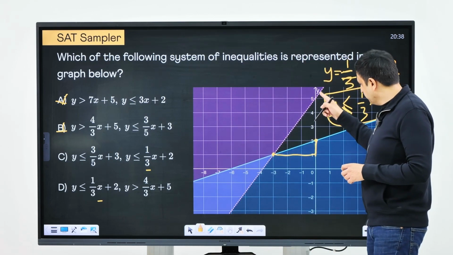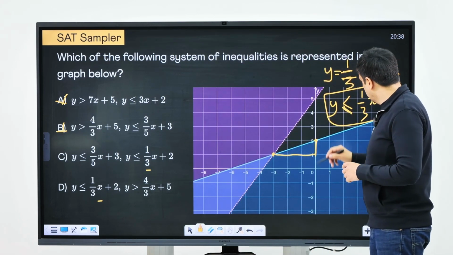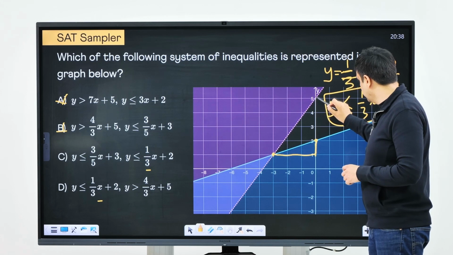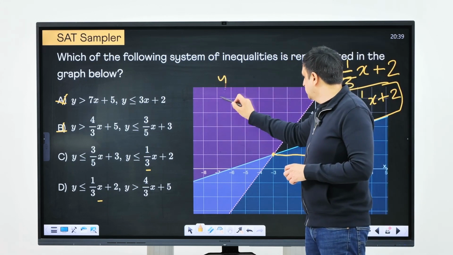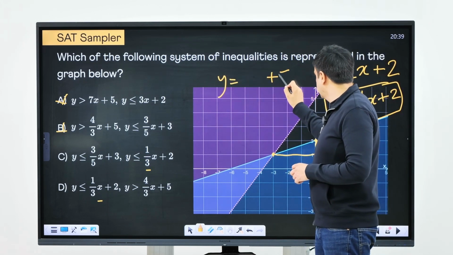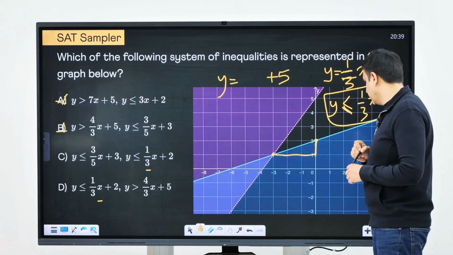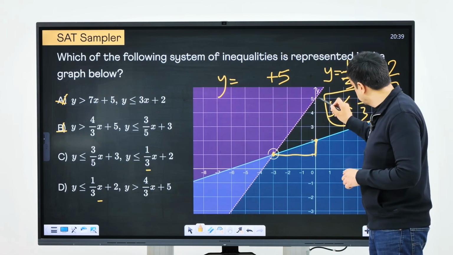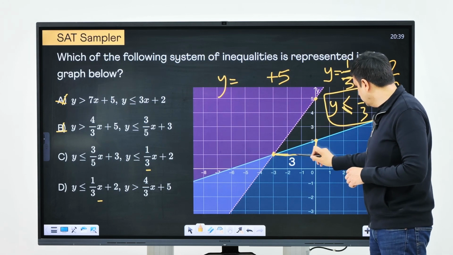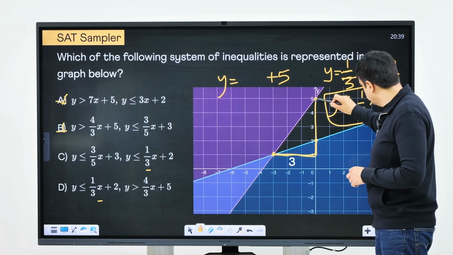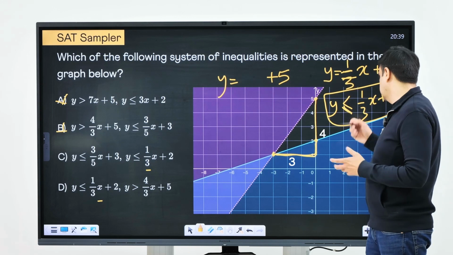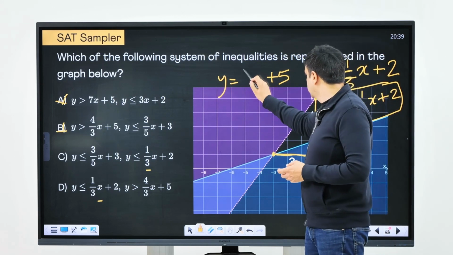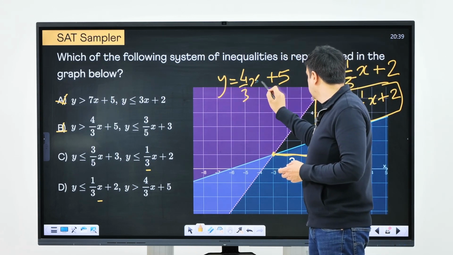Now let's find the equation of the second line. It passes through, and the y-intercept is 5. So that's great, we know that the y-intercept is 5. And then what's the slope? Let's see. I'm going to use perhaps again this point and this point. For a run of 3, the rise is 4. So the slope would be 4 over 3. So 4 over 3 x plus 5.